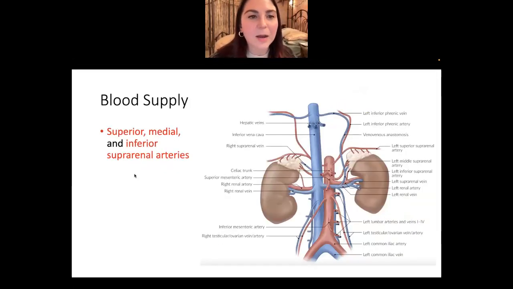Here's the blood supply. The superior, middle, and inferior suprarenal arteries, which are all on here. I should have boxed them, but it's okay. They're just all over here. So your suprarenal arteries, you have left and right sides.